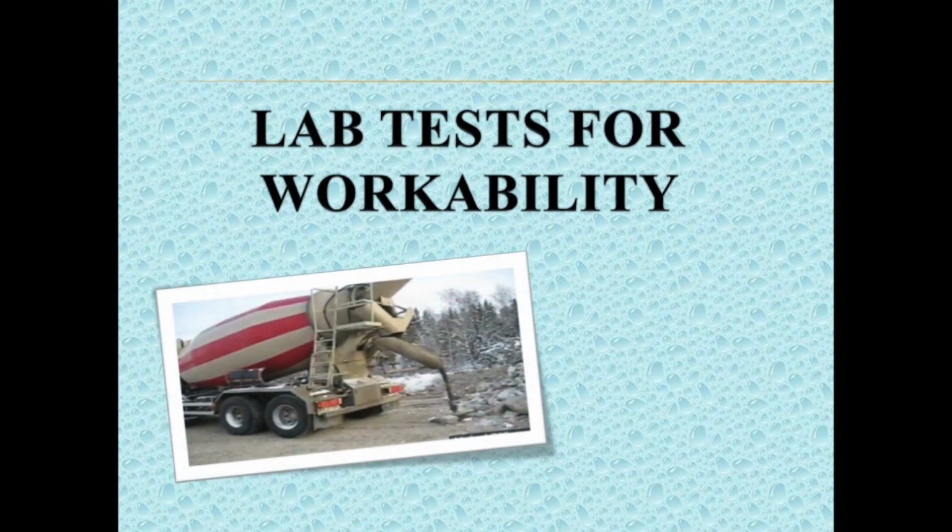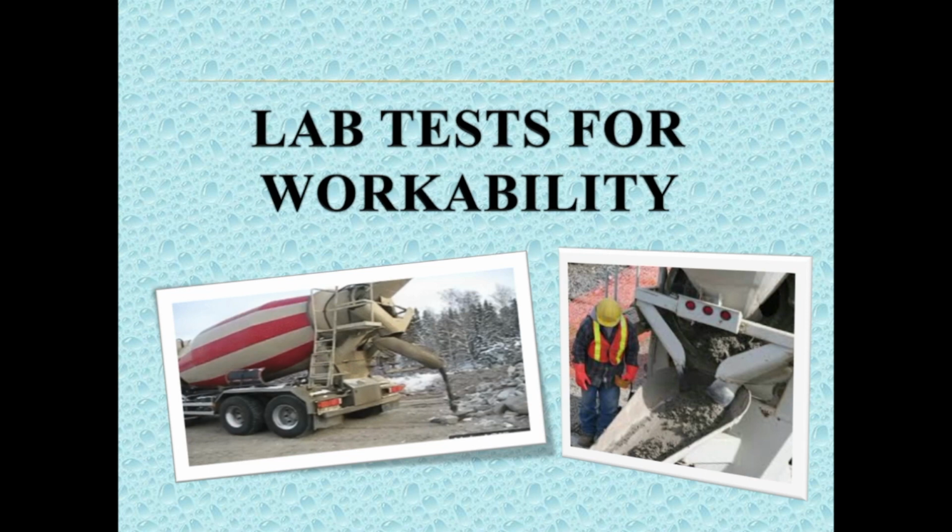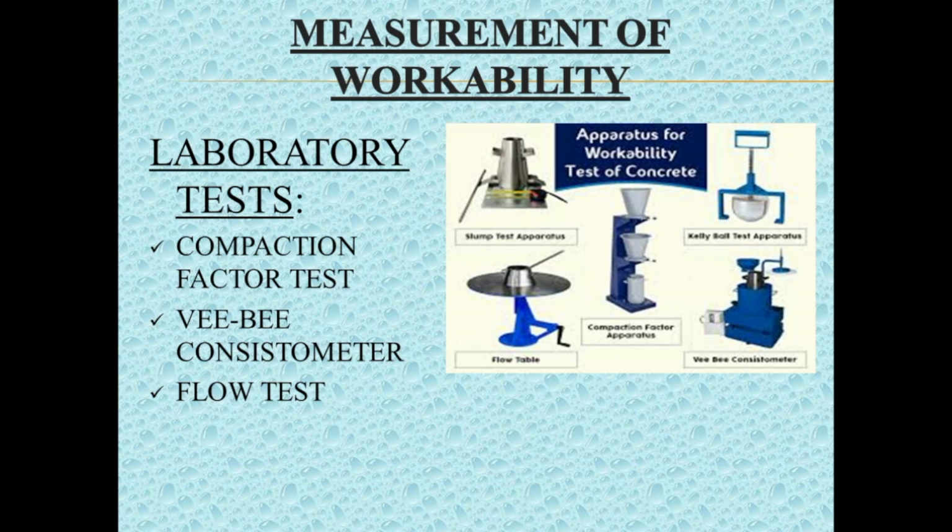Friends, welcome back. In the previous video, we have seen what workability means and the various tests conducted at the site. In this video, we are going to see how workability is measured at the laboratories. The various laboratory tests include the compaction factor test, VB consistometer test, and the flow test. Flow test is usually done for calculating the workability of self-compacting concrete.